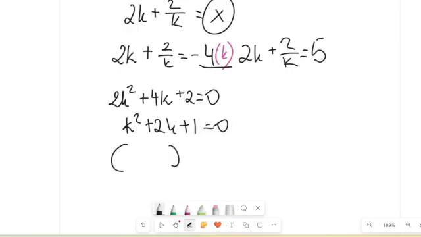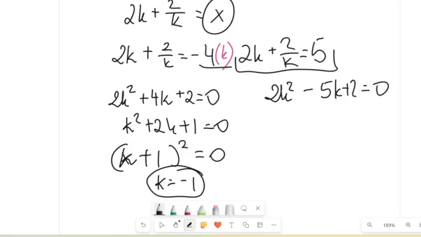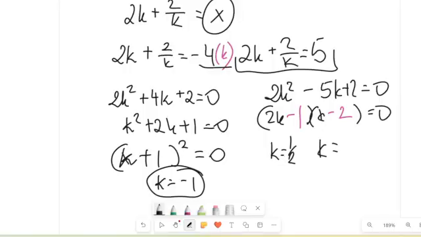Factorize this and you get the same bracket. So it's (k plus 1) squared equals to 0. So my k will be equal to minus 1. So here you have a double solution. For the second one, I multiply by k, so it will be 2k squared. Then move the 5, so it's minus 5k plus 2 equals 0. Factorize that. And then I have 2k and k, minus and minus, 2 and 1. Okay, that will give me 5. So my two solutions are k equals a half and k equals 2.